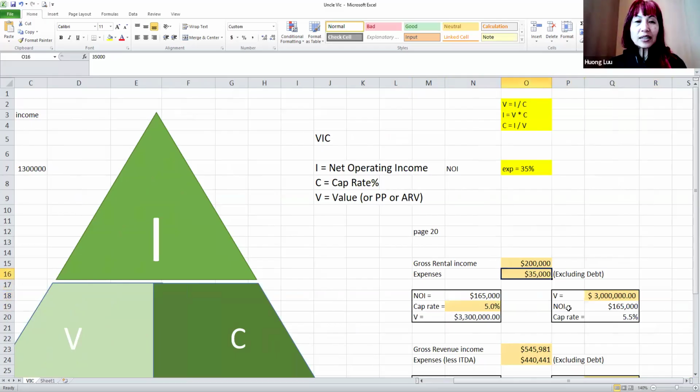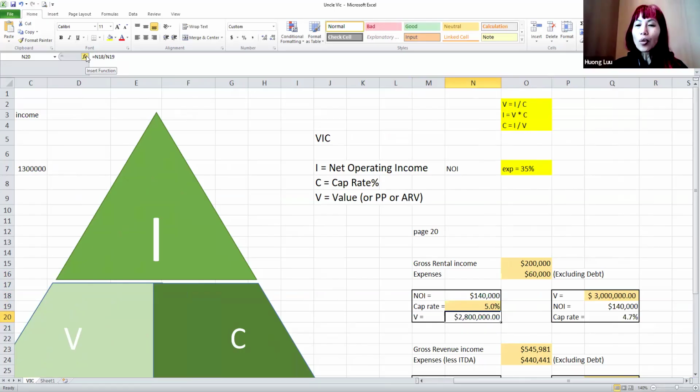Okay, so now let's just say, for example, the expense ratio goes up to 60%. Okay, see, so now you're a little bit closer to what they're asking for here, right? 2.8 million. So there's room there to negotiate.